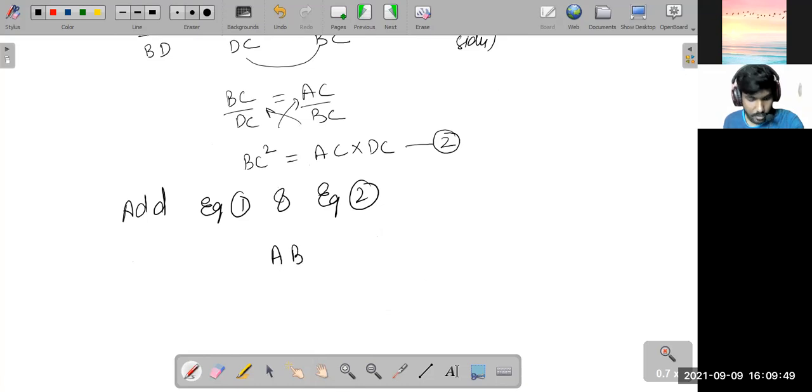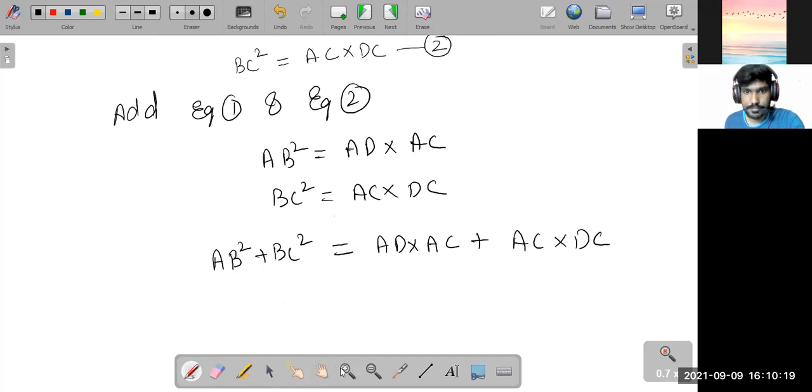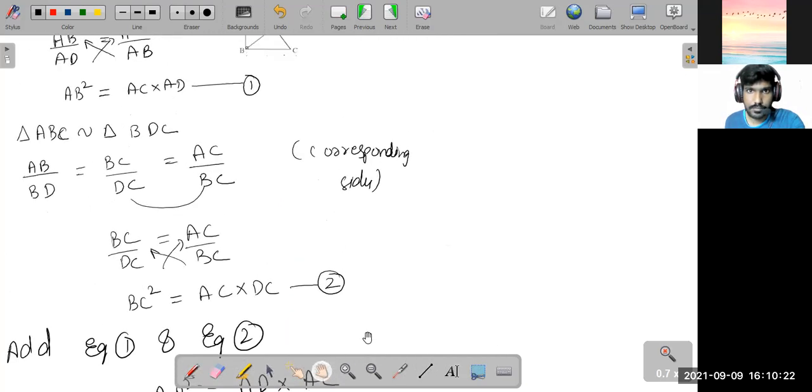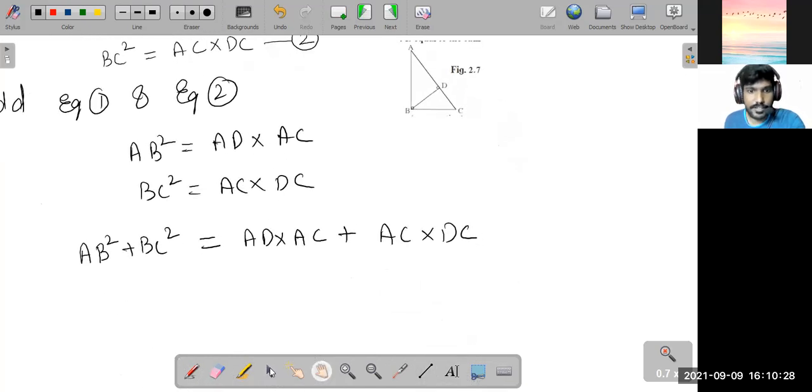First equation is AB square is equal to AD into AC. And second equation is BC square is equal to AC into DC. So you add them. Add left hand side with left hand side. So this becomes AB square plus BC square equal to, on the right hand side, both add: AD into AC plus AC into DC. Is this clear?